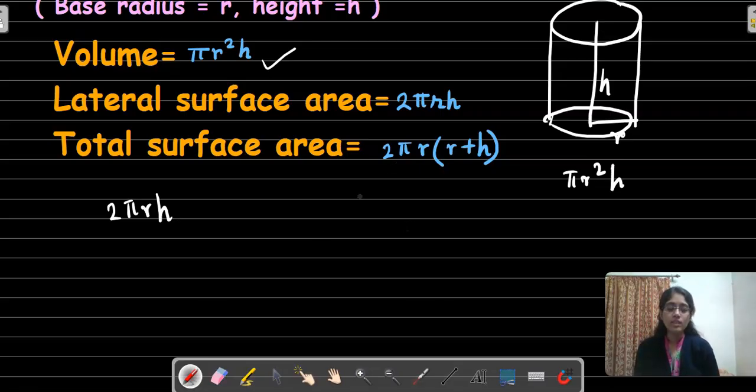Now total surface area, that is with lateral surface area you have to add twice the base area, that is 2 pi r square. So from here you take 2 pi r common and you get (h plus r). So this is the total surface area of a cylinder.